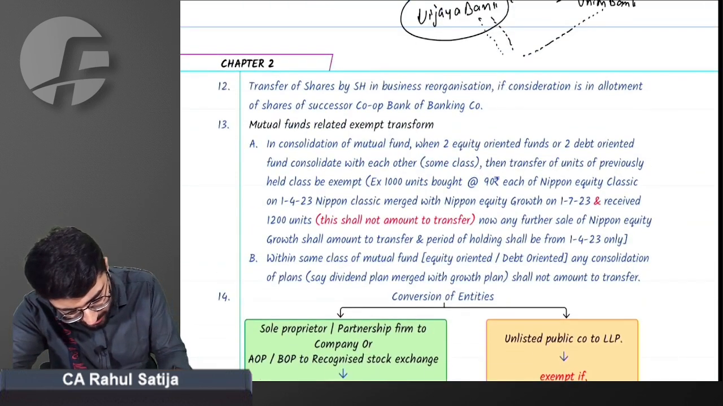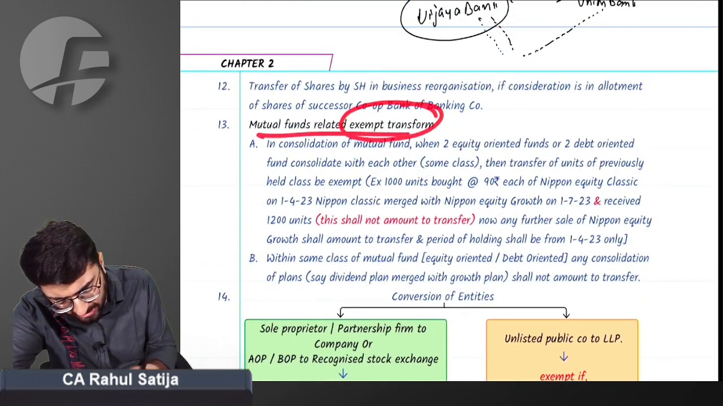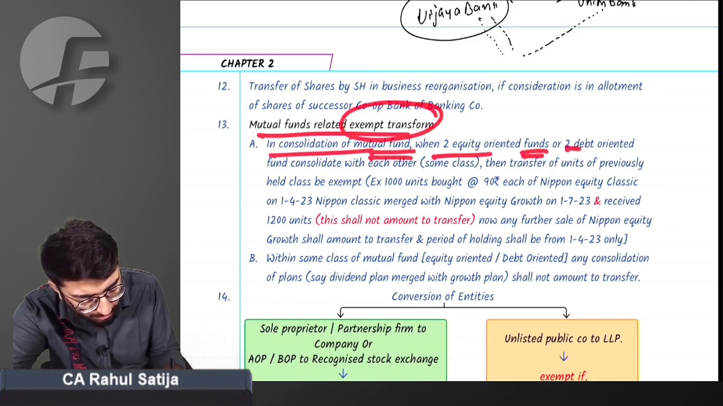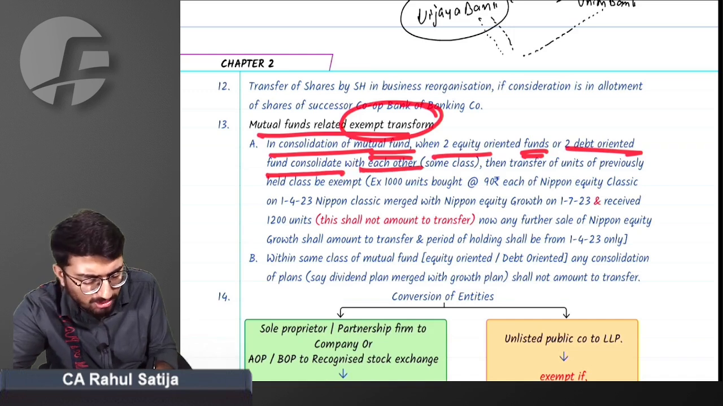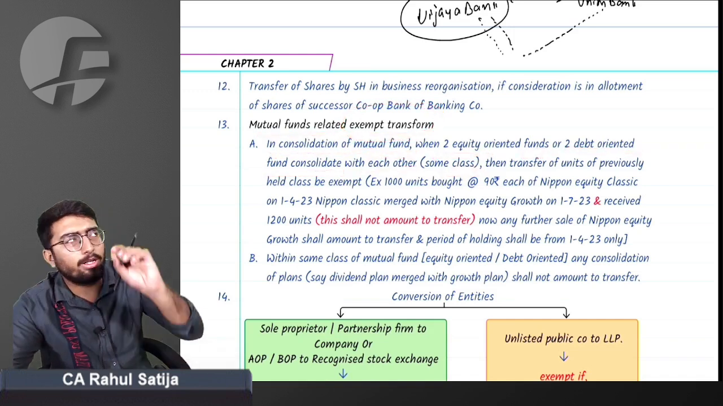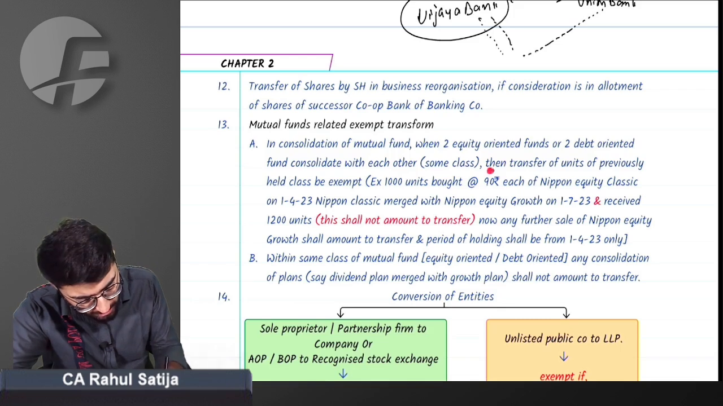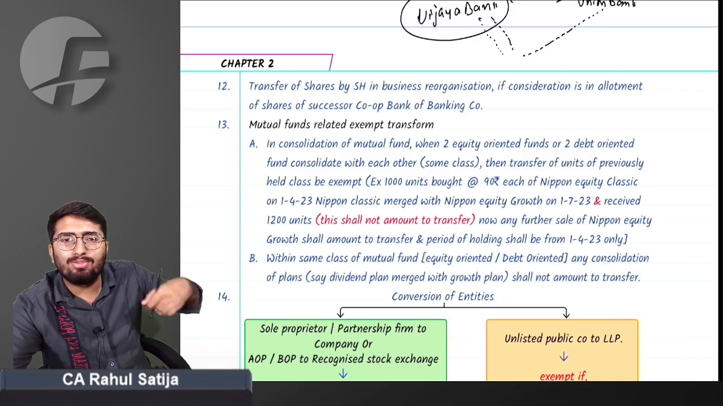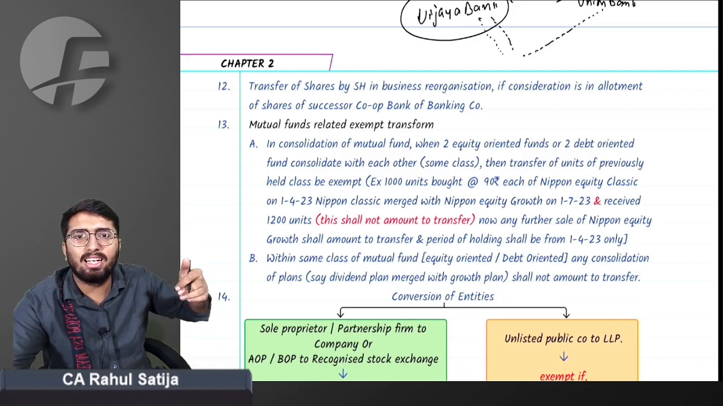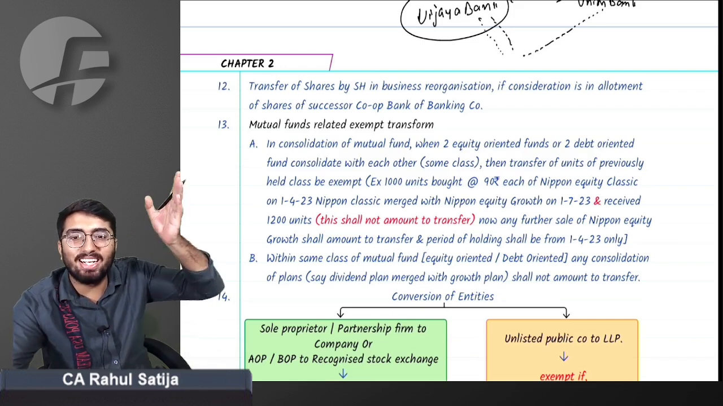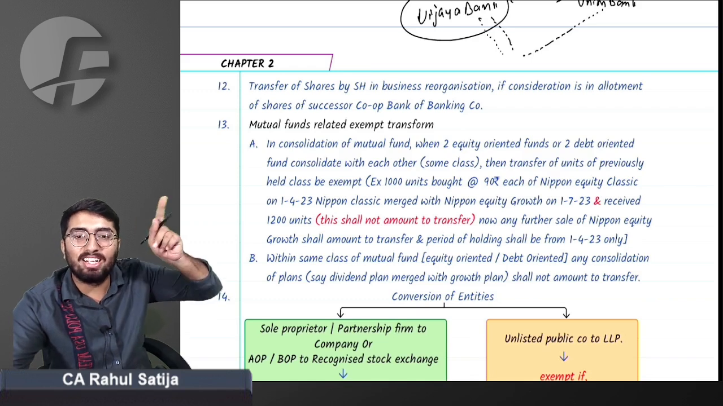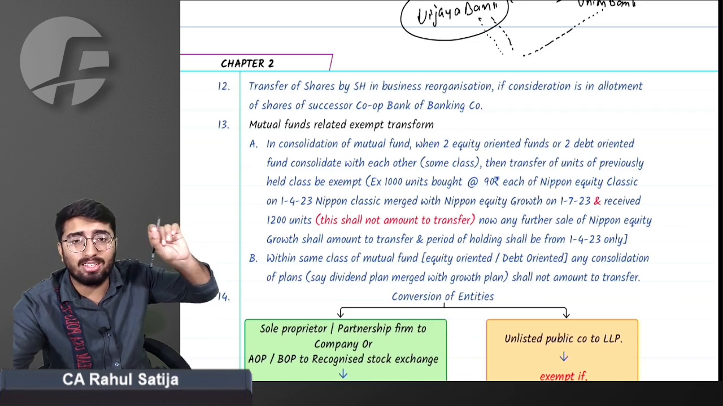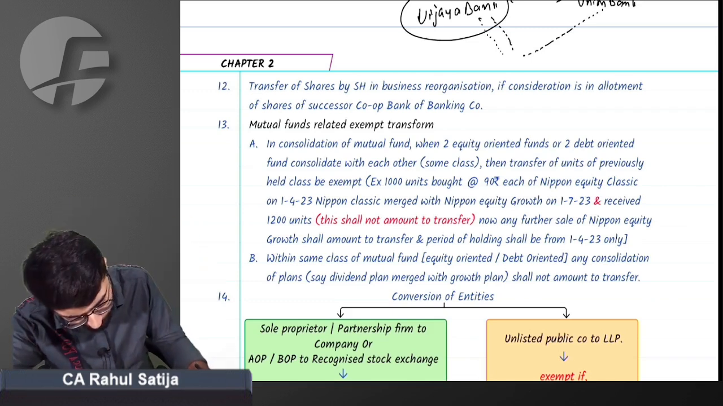Just read along with me what it says. In mutual fund related exempt transfer, in consolidation of mutual fund, when two equity oriented mutual funds or two debt oriented mutual funds consolidate with each other, same class, equity to equity and debt to debt, then transfer of units of previously held class will be exempt. For example, Rahul is foregoing units of Delight Mutual Fund to receive the Elite Mutual Fund. He is foregoing Delight to receive Elite. So for that matter, any foregone asset to receive a new asset on such account, the transfer will be exempt.